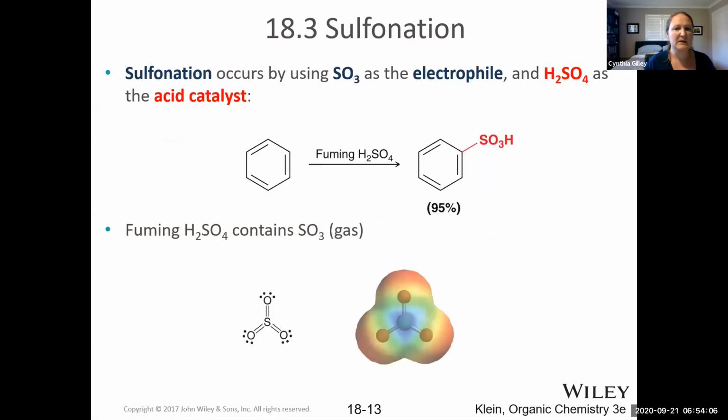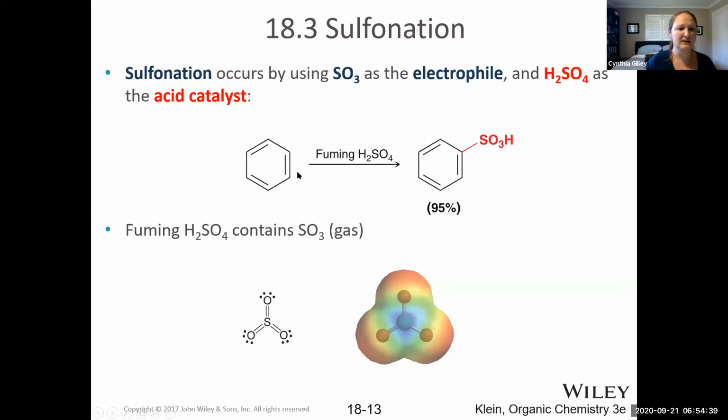The next EAS reaction we're going to learn is sulfonation. That's the introduction of what we would call a sulfonyl group. This is really only an important group for organic chemists because this reaction is reversible. And we're going to talk about how the addition and removal of this sulfonyl group has a very interesting and important synthetic advantage in doing some organic synthesis. So we're going to get back to that.